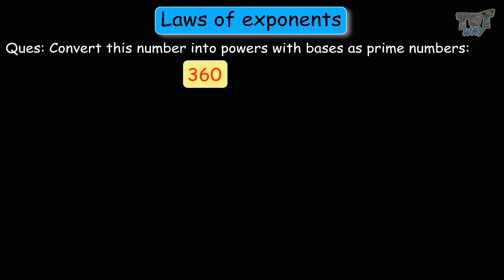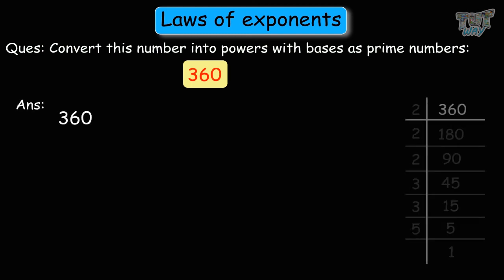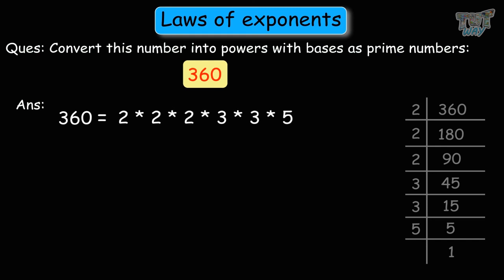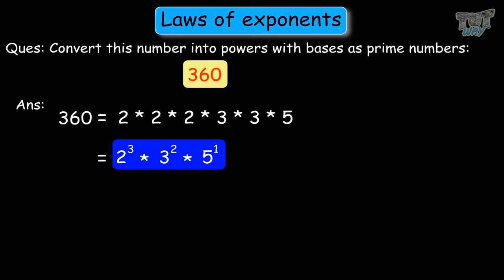Next number, 360. We have to represent 360 in exponential form with bases being prime numbers. So let's first do prime factorization of 360. We will get 2 times 2 times 2 times 3 times 3 times 5. So we have 2 multiplied by itself 3 times. This will become 2 to the power 3. The next, 3 times 3, is 3 to the power 2. And finally, we multiply by 5, and we can write it as 5 to the power 1. This is the prime factorization of 360. And this is the exponential form of 360 with bases that are prime numbers.